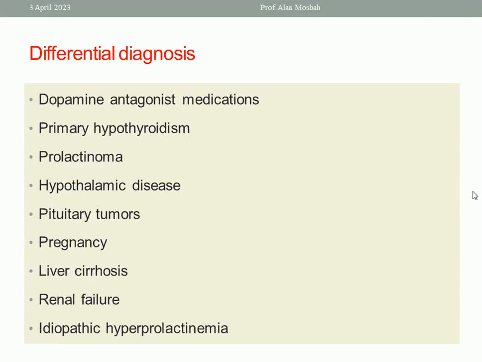For differential diagnosis, it is better to differentiate between different causes of hyperprolactinemia to manage properly. Like dopamine antagonist medication, primary hypothyroidism, prolactinoma, hypothalamic disease, pregnancy, liver cirrhosis, renal failure, pituitary tumor, idiopathic hyperprolactinemia, which you can reach the diagnosis of idiopathic if you excluded all other causes, physiological and pathological.